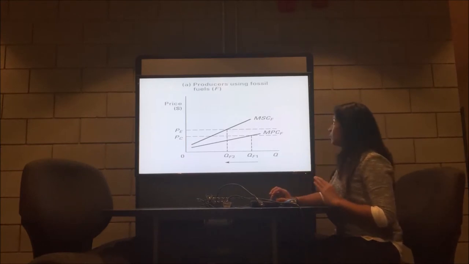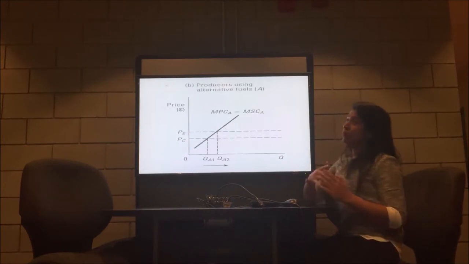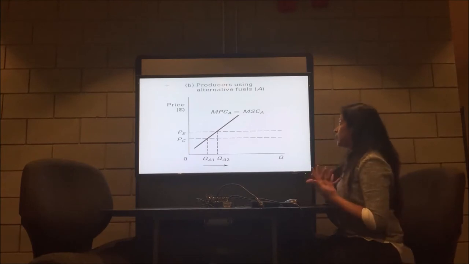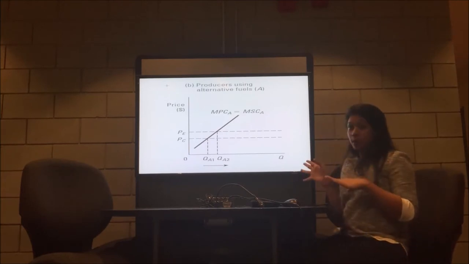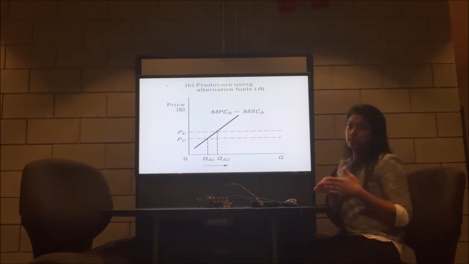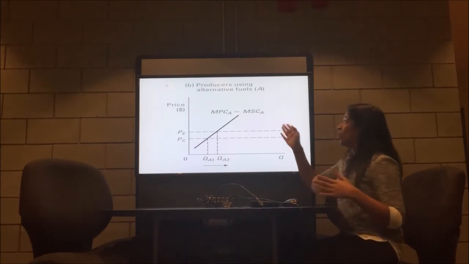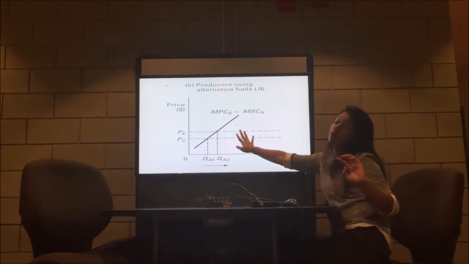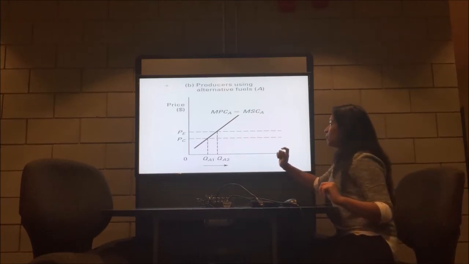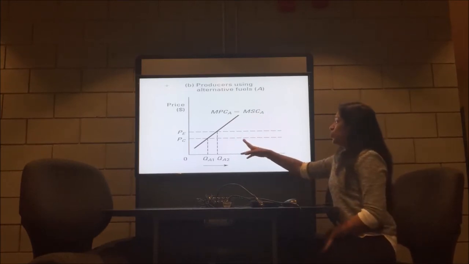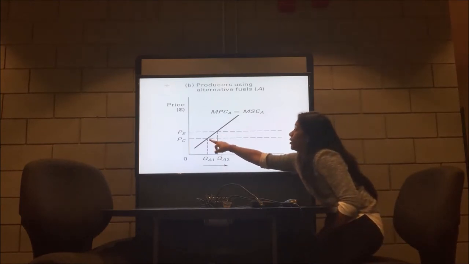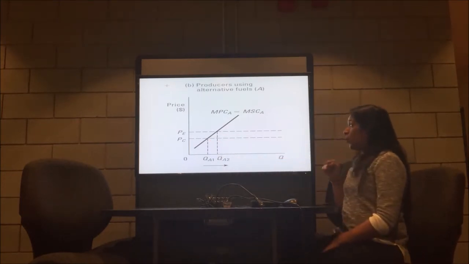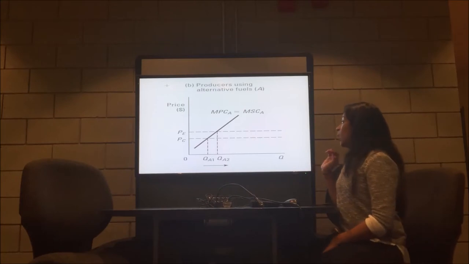So we have a second graph, which is the production of electricity using alternative fuels. In this scenario, there are no externalities, which means that the marginal private cost and marginal social cost are equal, and therefore we have only one line. So producers are producing at the competitive equilibrium, which is right here, at quantity A1 and price C.